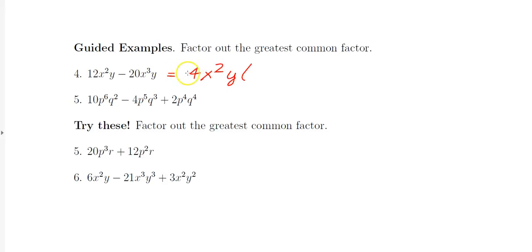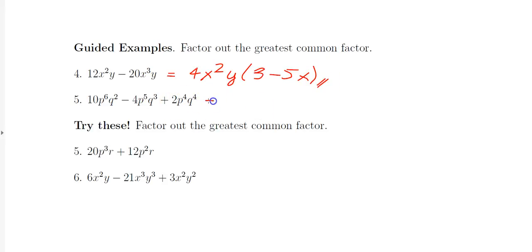So I need to multiply 4x squared y times 3 to get the 12x squared y, minus 5x in order to get the x cubed times y.